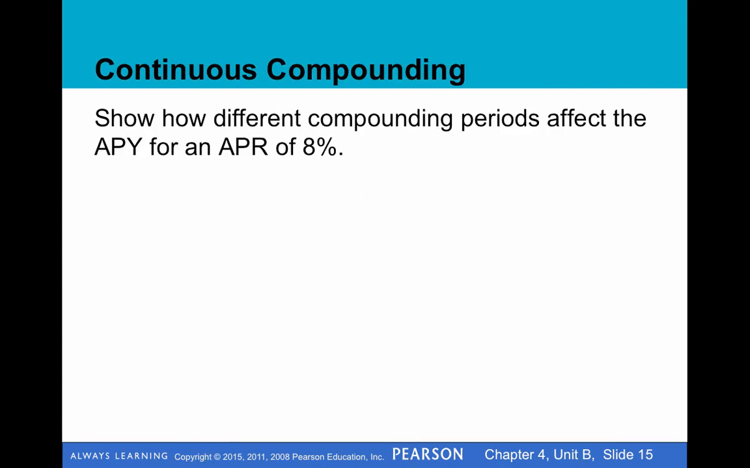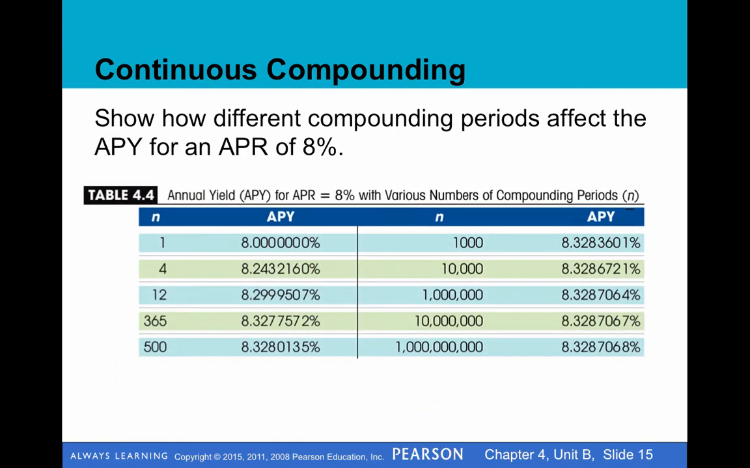Okay, so show how different compounding periods affect the APY for an APR of 8%. The annual percentage yield for an APR of 8% with various numbers of compounding periods shows that if we have one compounding per year, then 8% is still 8%. But if we have 4 compoundings per year, if we iterate the 8% 4 times, it becomes 8.23421, etc. percent. And notice as we get up to a billion compoundings per year, it gets up to about 8.3.